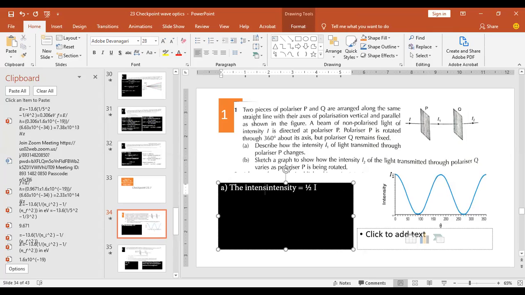The intensity passing through P is intensity is half I. The polarizer removes one of the components.